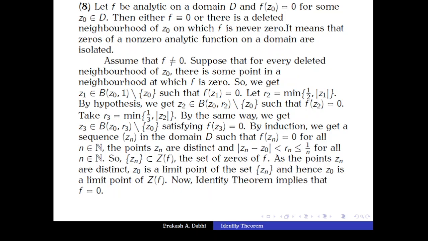And again I am repeating, it means what? Zeros of a non-zero analytic function on a domain are isolated. Means given a zero Z0 of a non-zero analytic function, there exists a deleted neighborhood of Z0 which contains no zero of f. Okay, and this is not possible as I said, so our supposition is false, and therefore the second statement is true.